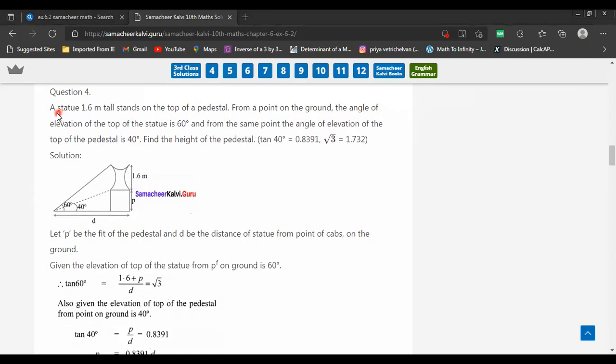Question number 4. A statue 1.6 meter tall stands on the top of a pedestal. From a point on the ground, the angle of elevation of the top of the statue is 60 degree. And from the same point, the angle of elevation of the top of the pedestal is 40 degree. Find the height of the pedestal.